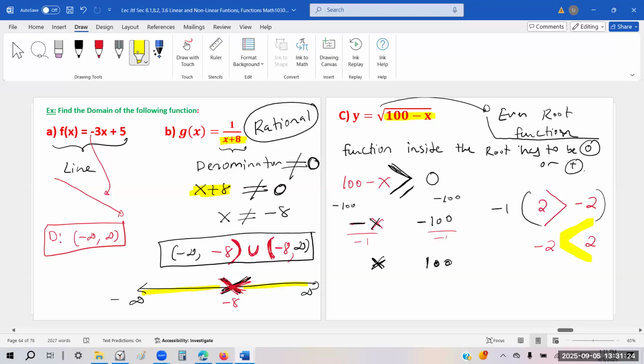Anytime you multiply or divide by a negative, you have to flip it in the positive. So you cannot say bigger than anymore. You have to say it's less than or equal to 0. Okay. Multiplying or dividing by a negative means everything flips.